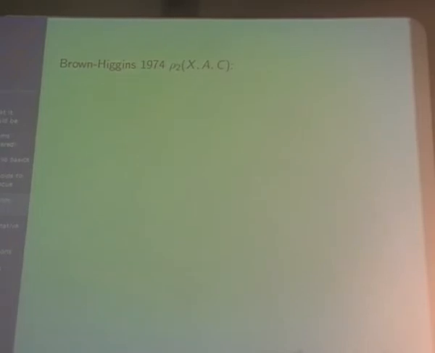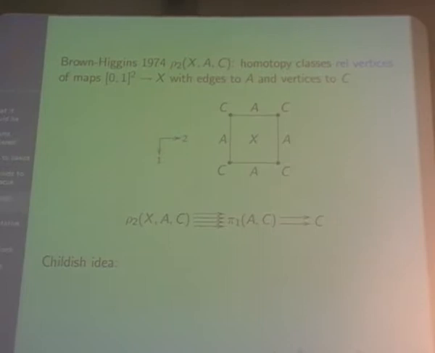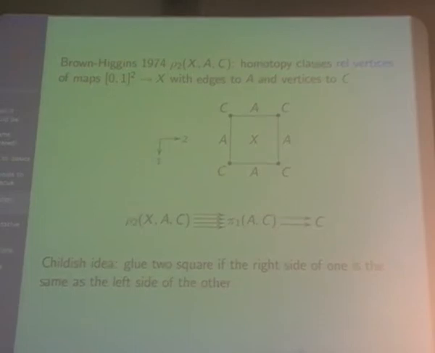So now I want to talk about the definition which Philip and I made in 1974. You take homotopy classes of maps of a square into X, with the edges mapped into A and the vertices to a base point. Or maybe there's one base point or a set of base points. And the childish idea is you glue two squares together if the right-hand side of one is the same as the left-hand side of the other. So that's a geometric condition.